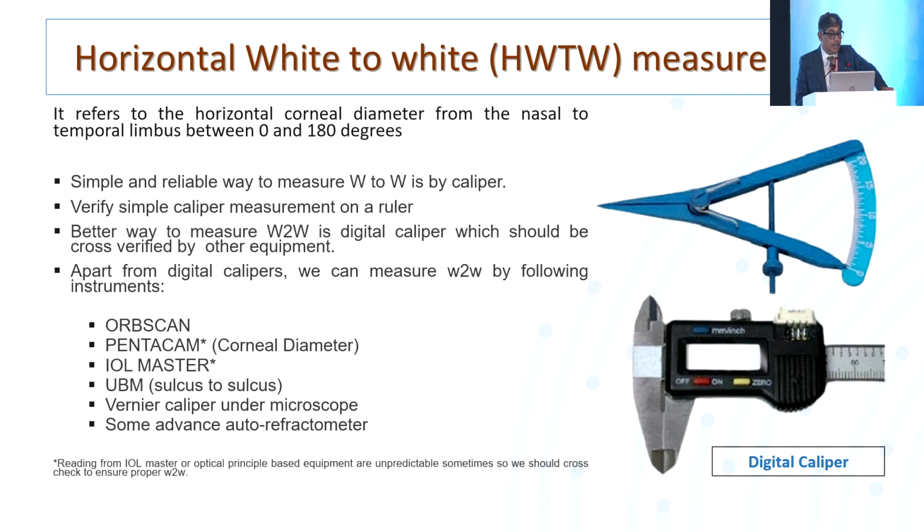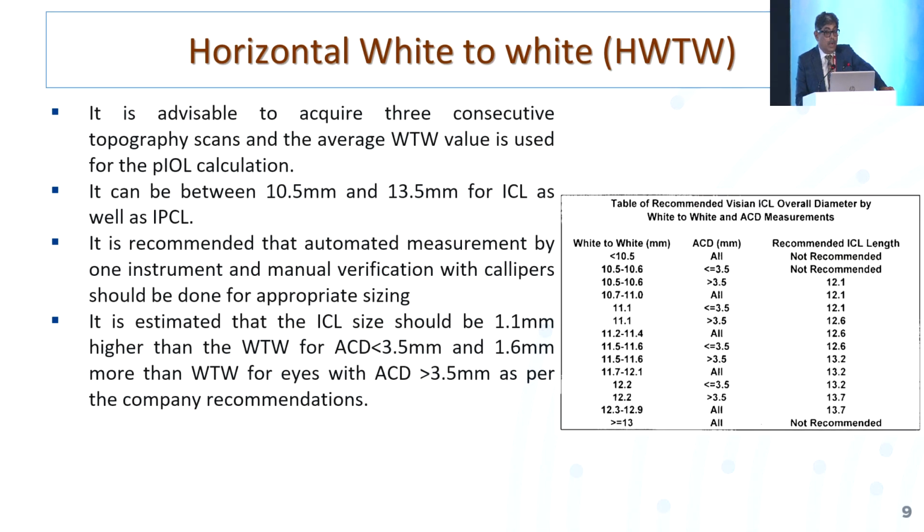sterilized. And apart from digital calipers, we can measure white to white by OBSCAN, Pentacam, IOL Master, UBM, wherein we measure sulcus to sulcus, Vernier caliper, and some other advanced autorefractometers also give this. And it can be between 10.5 to 13.5. We don't implant ICL or these lenses if the white to white is less than 10.5 millimeters. And it is recommended that automated measurements by one instrument and manual verification with a caliper should be done for appropriate sizing.